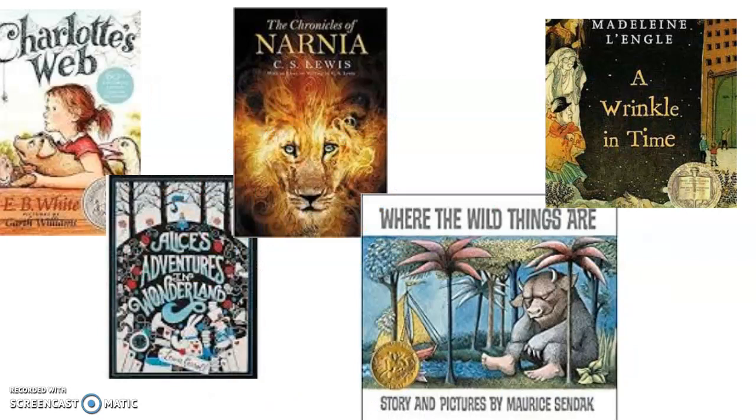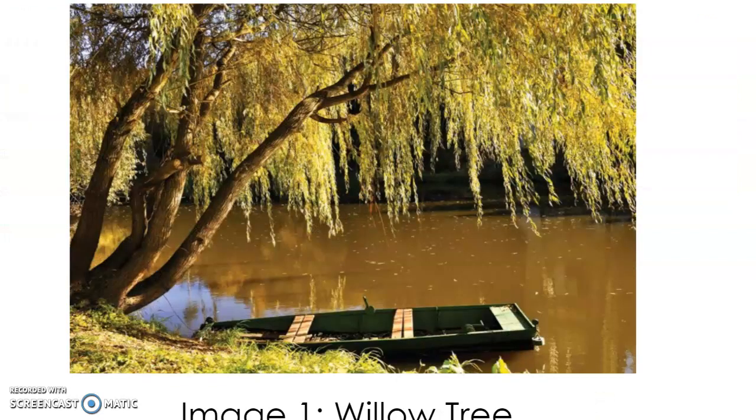These are just some other very popular children's books. Charlotte's Web, Alice's Adventures in Wonderland, Chronicles of Narnia, Where the Wild Things Are, A Wrinkle in Time. There's also a movie about A Wrinkle in Time. Now, as far as the book Where the Wild Things Are, I am going to read that to you this year, but it's just going to be a little bit later in the year. Now, image 1, this is a willow tree. This willow tree is representative of the willow that is in our story.